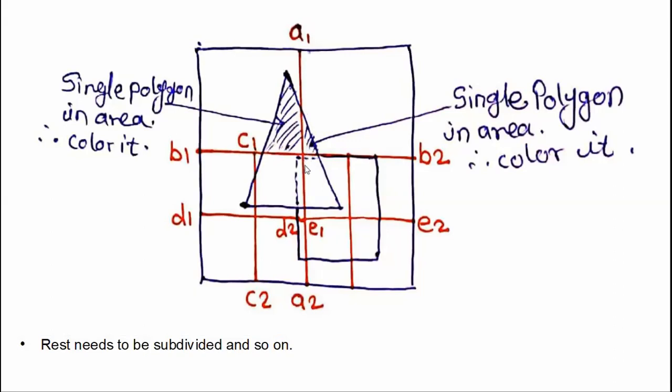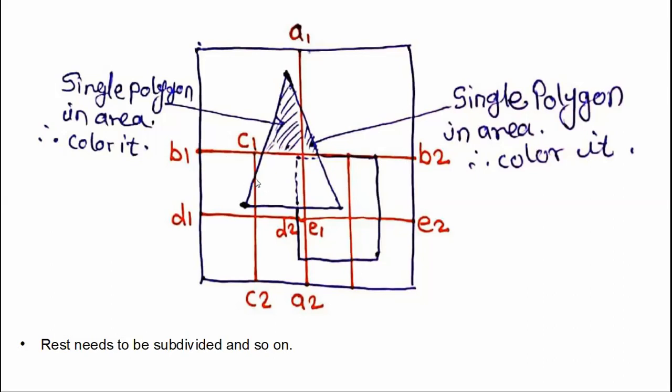Now I will observe the third portion. In the third portion, I can see a partial part of the triangle as well as a partial part of the rectangle. That means more than one polygon is intersecting. So what I have to do here, if more than one polygon is intersecting, is divide this particular area. Subdivision occurs over here, with this line and this line, so this particular part is divided into four parts.